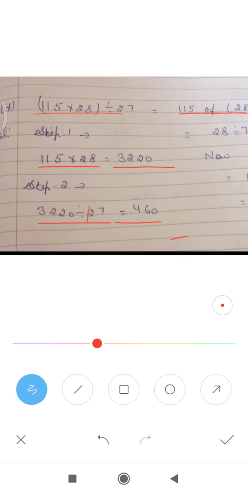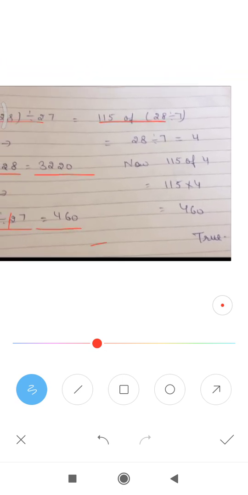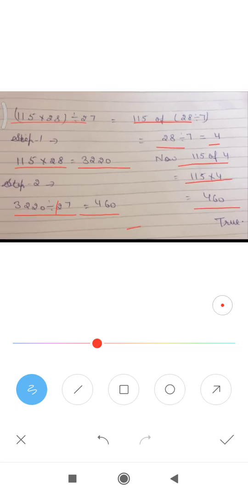Now see its right hand side. Again, first what will we solve? Bracket. 28 divided by 7 is equal to 4 because 7 4s are 28. So the answer of the bracket will be 4. Then 115 of means multiply. 115 multiplied by 4, 460 again. Both the values are the same. It means it is true.